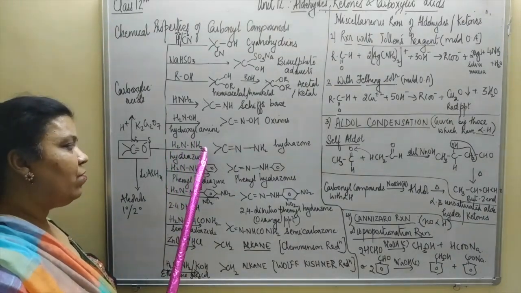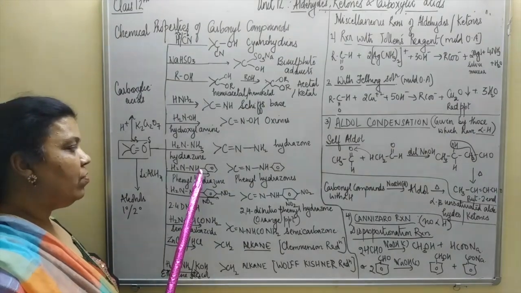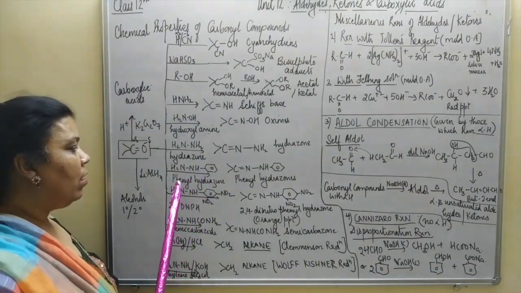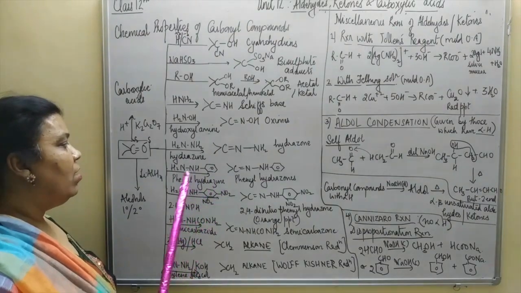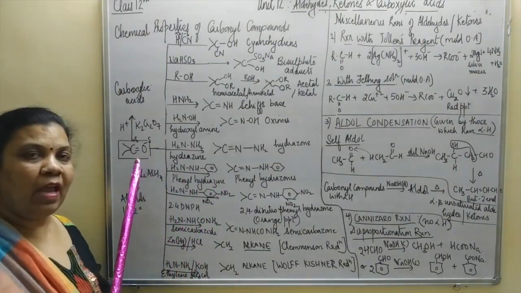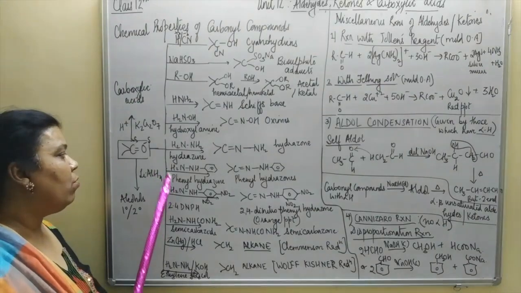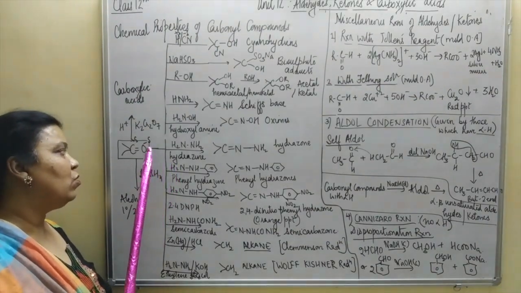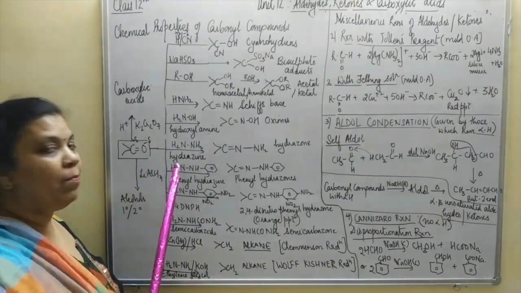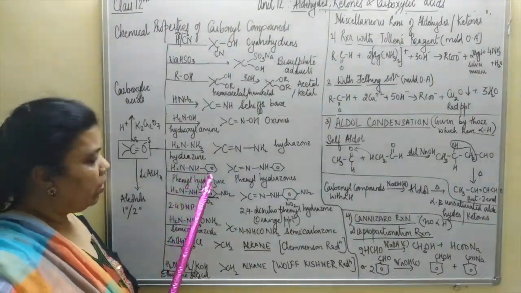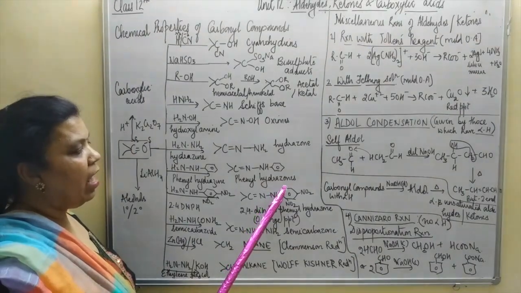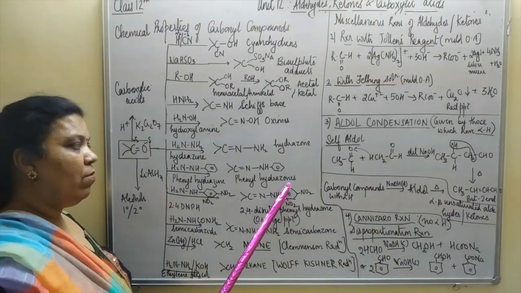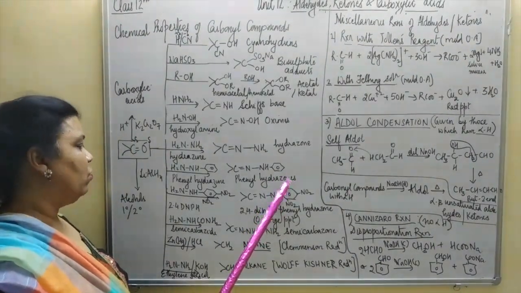If I replace one hydrogen of hydrazine by a phenyl group, the compound will be named as phenylhydrazine. So let us see the reaction of phenylhydrazine with a carbonyl compound. Again condensation, these two hydrogens along with this oxygen are being lost in the form of water, resulting in the formation of compounds called phenylhydrazones.